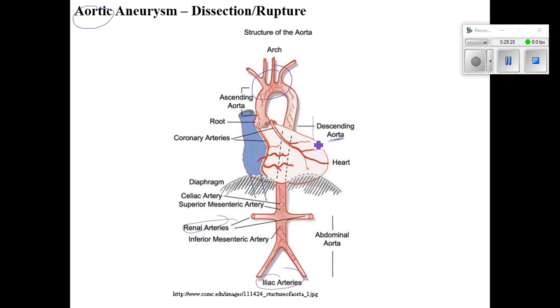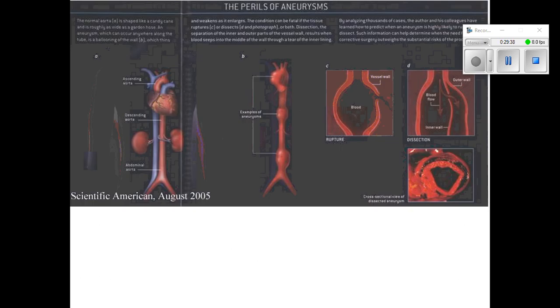But this region right here, the descending aorta, that's what I'm going to kind of talk about with this aortic aneurysm. So you definitely don't want this rupturing because it is pretty much instant death. And some people, it turns out, do have this bulging that we can see in this middle picture here.